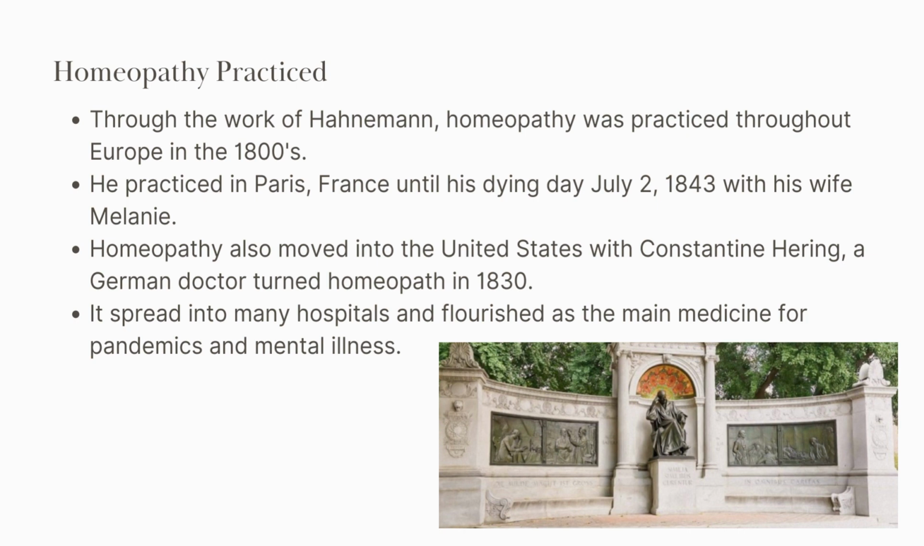So Hahnemann continues to practice throughout Europe in the 1800s. He wasn't very accepted in Germany, so he moved to France. And this is where he practiced until his dying day, July 2nd, 1843, with his wife Melanie, who encouraged and helped him in his practice. Homeopathy also moves to the United States with Constantine Hering, who's a German doctor turned homeopath, in 1830. In this time, it spreads into many hospitals, and it flourishes as the main medicine for pandemics and mental illness.